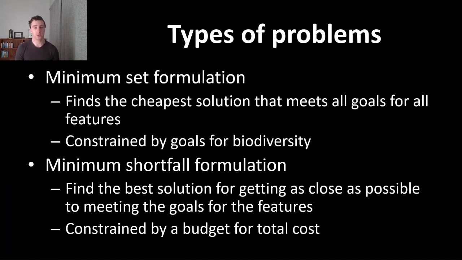When deciding between competing solutions during the optimization process under the minimum shortfall formulation, the prioritization will try to find the solution or set of priority areas that gets as close as possible to meeting the goals for as many features as possible. But unlike the minimum set formulation, when you're using the minimum shortfall formulation, it's not guaranteed to meet these goals. And in many cases, it's not going to actually return solutions that meet these goals.